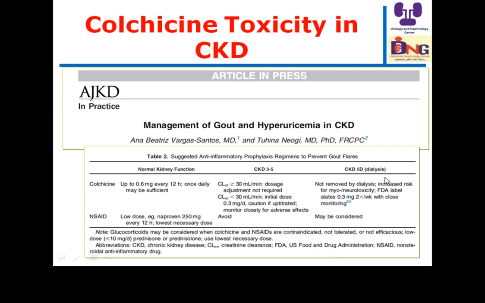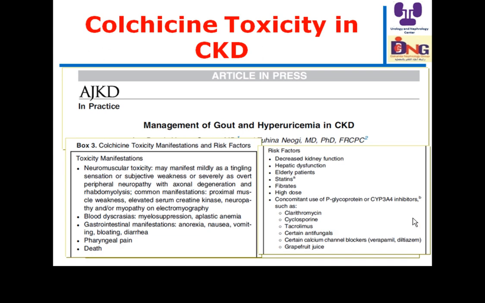And here, in dialysis patients, this is a very important point: colchicine is not removed by dialysis. And in dialysis, there is an increased risk of myoneurotoxicity, which is the hallmark of the colchicine toxicity syndrome. The FDA label states that colchicine is to be used in a dose of 0.3 milligram twice per week with close monitoring for toxicity.